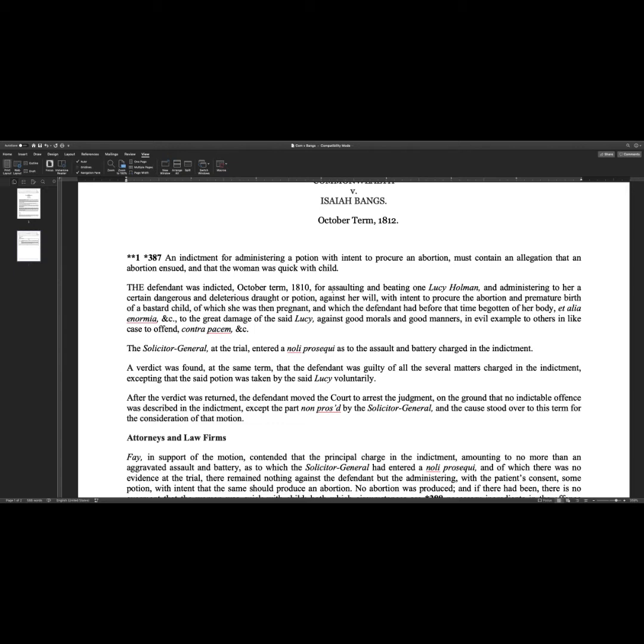And this happens back in 1810 in Massachusetts. So the defendant's indicted for assaulting and beating one Lucy Holman, and administering to her, so there's domestic violence involved, a certain dangerous and deleterious draft or potion against her will, right? So she's pregnant, he doesn't want her to be. We don't know all the details, we can imagine them. To procure the abortion and premature birth of a bastard child of which she was then pregnant.